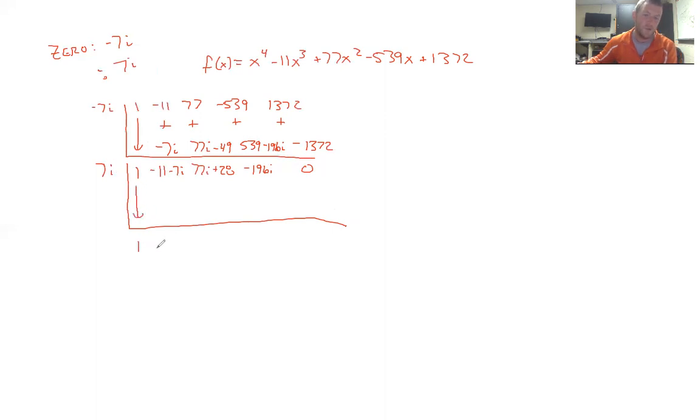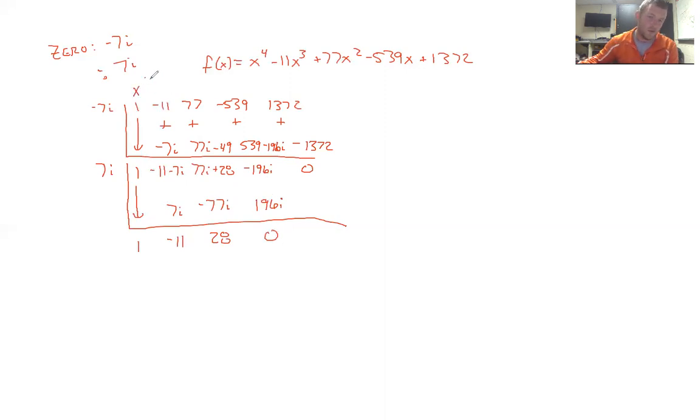So you bring down the 1. 1 times 7i is 7i. Notice the i's cross off. 7i and 7i cross off, so I'm left with negative 11. Negative 11 times 7i is negative 77i. So see how this is looking a little cleaner. So 77i minus 77i is 28. 28's left. 28 times negative 7i is, let's see, positive 196i. Those cross off and you get 0.